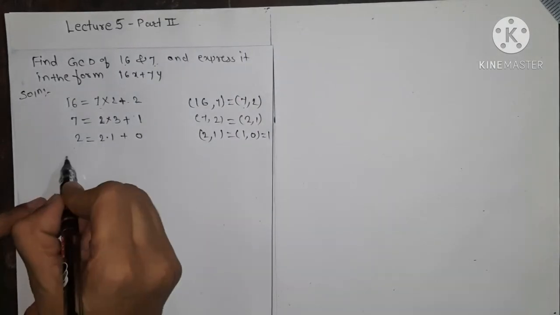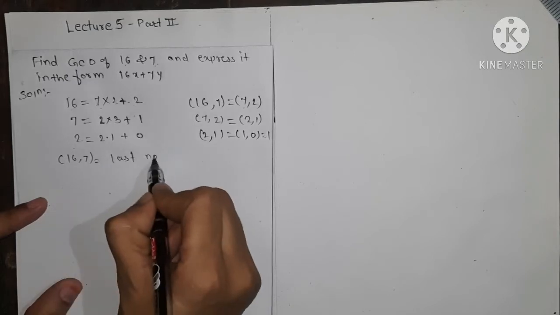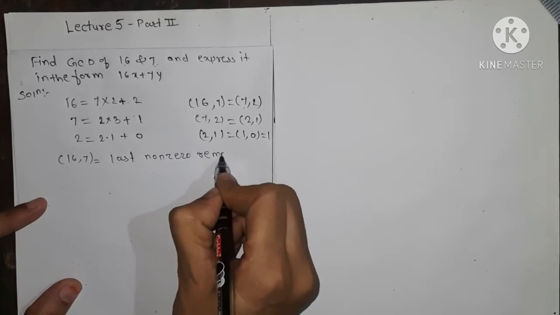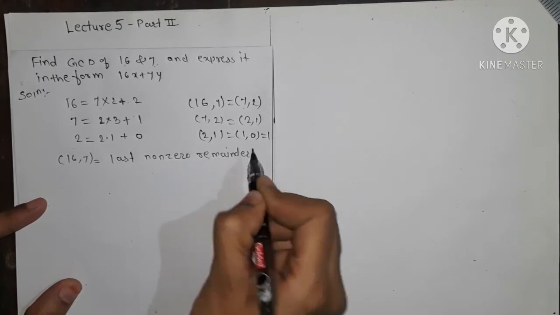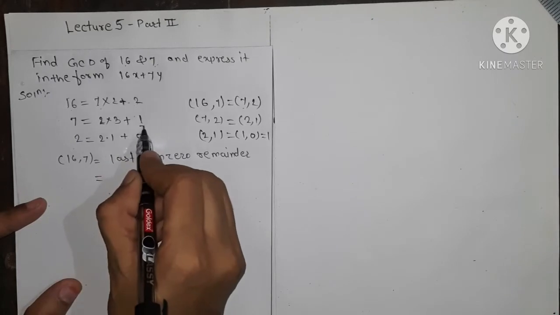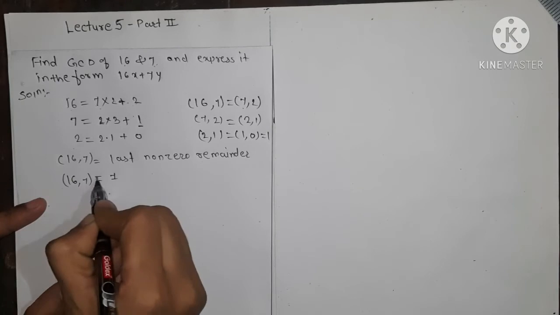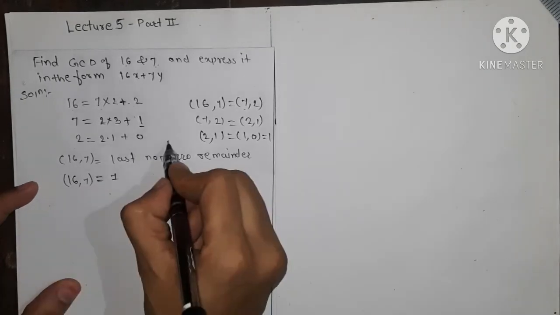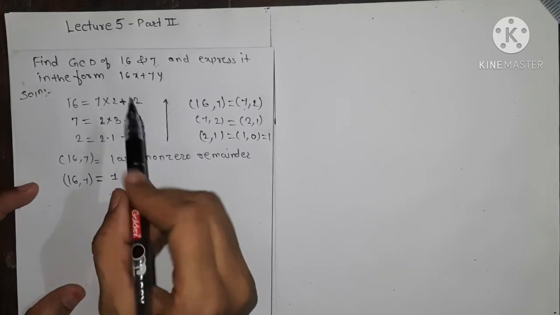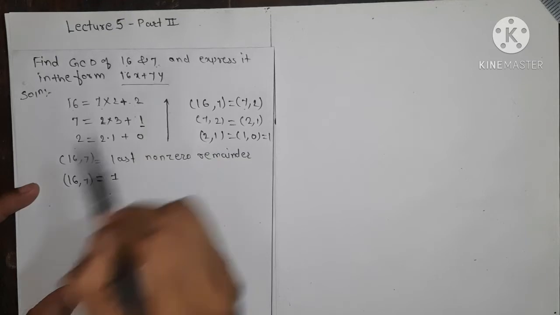So the GCD of 16 comma 7 is the last non-zero remainder, and here the last non-zero remainder is 1, so the GCD of 16 comma 7 is equal to 1. We can take the reverse steps to express the GCD of 16 and 7 in the form 16x plus 7y.